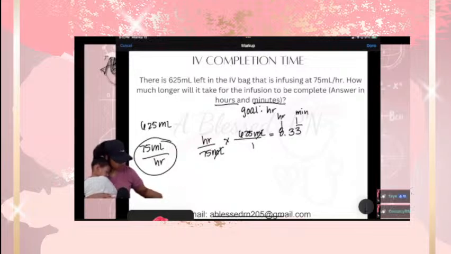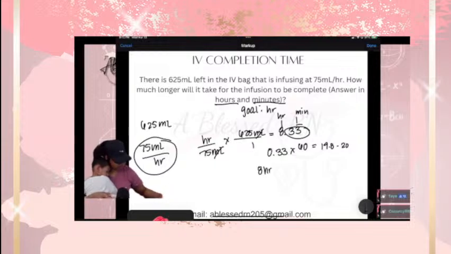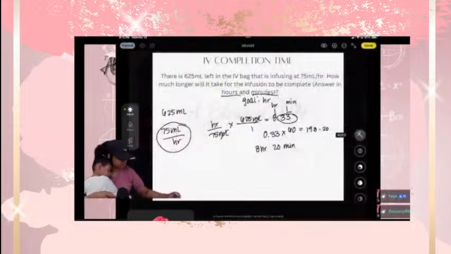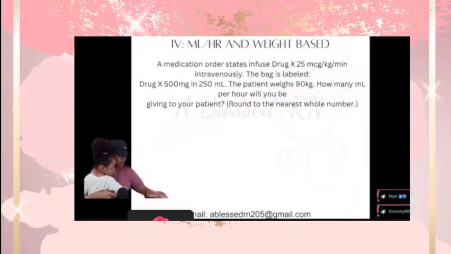So we want to answer in hours and minutes. So we'll take everything behind the decimal. So 0.33, I just take 2 numbers behind it. That's enough, because if it was able to be rounded, you'll see. So we'll times that by 60, because there are 60 minutes in an hour. So this will be 19.8, which is 20 minutes. So it'll take 8 hours and 20 minutes. Cool? Cool. All right.